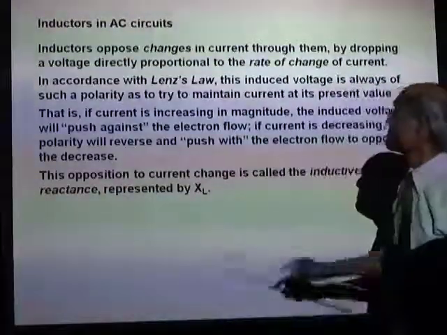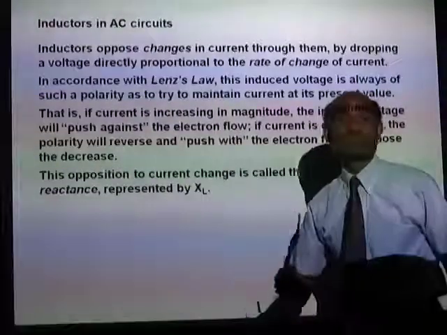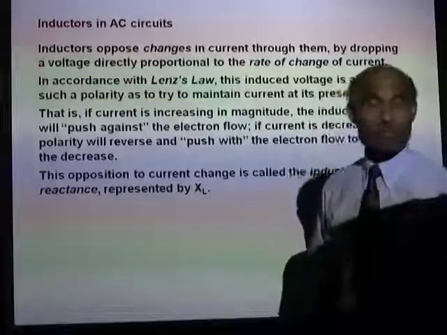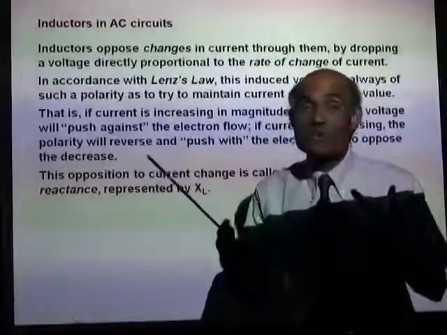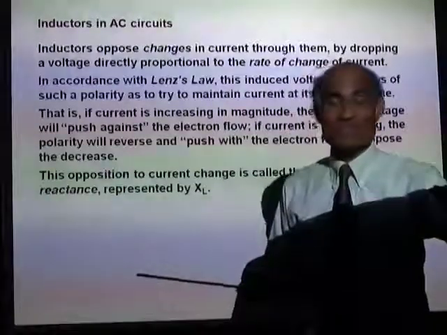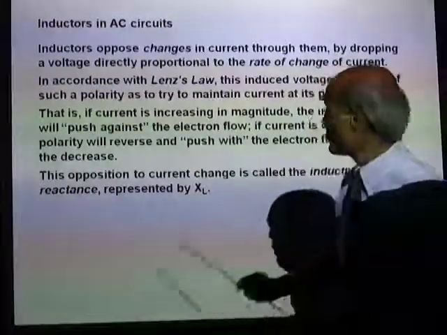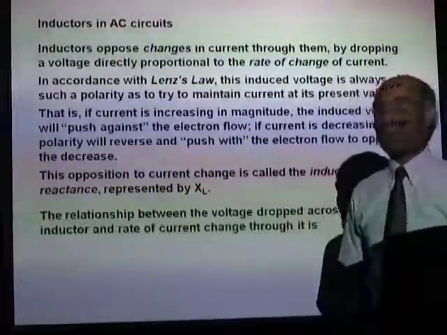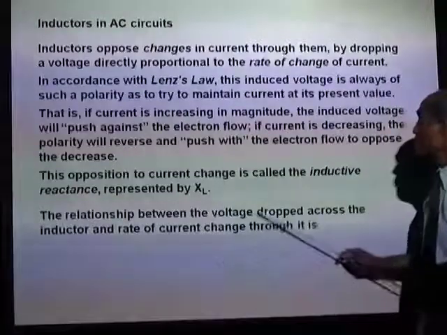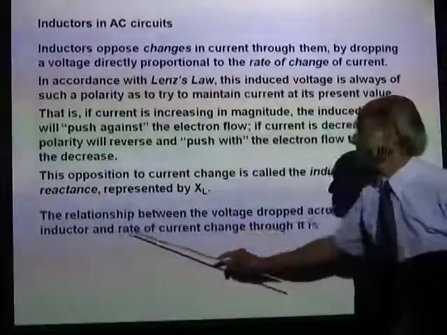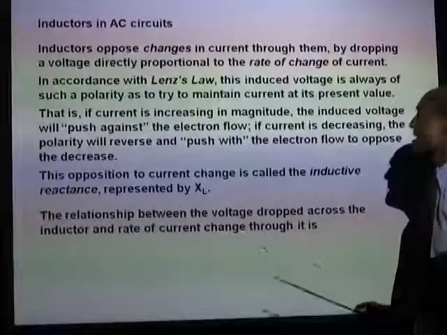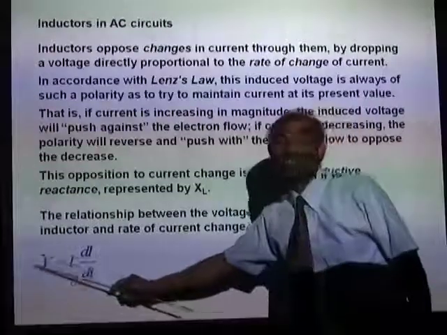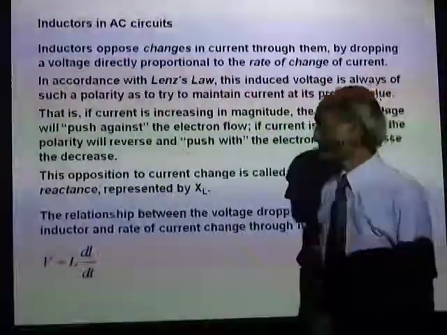This opposition to current, this opposition to change in current, is called inductive reactance. You see, this opposition is similar to resistance offered by a resistor, but it's not really a resistance. We call it the inductive reactance, represented by XL. Now, the relationship between voltage dropped across the inductor and rate of current change through it is V equal to L di by dt. We saw that equation in the last class.